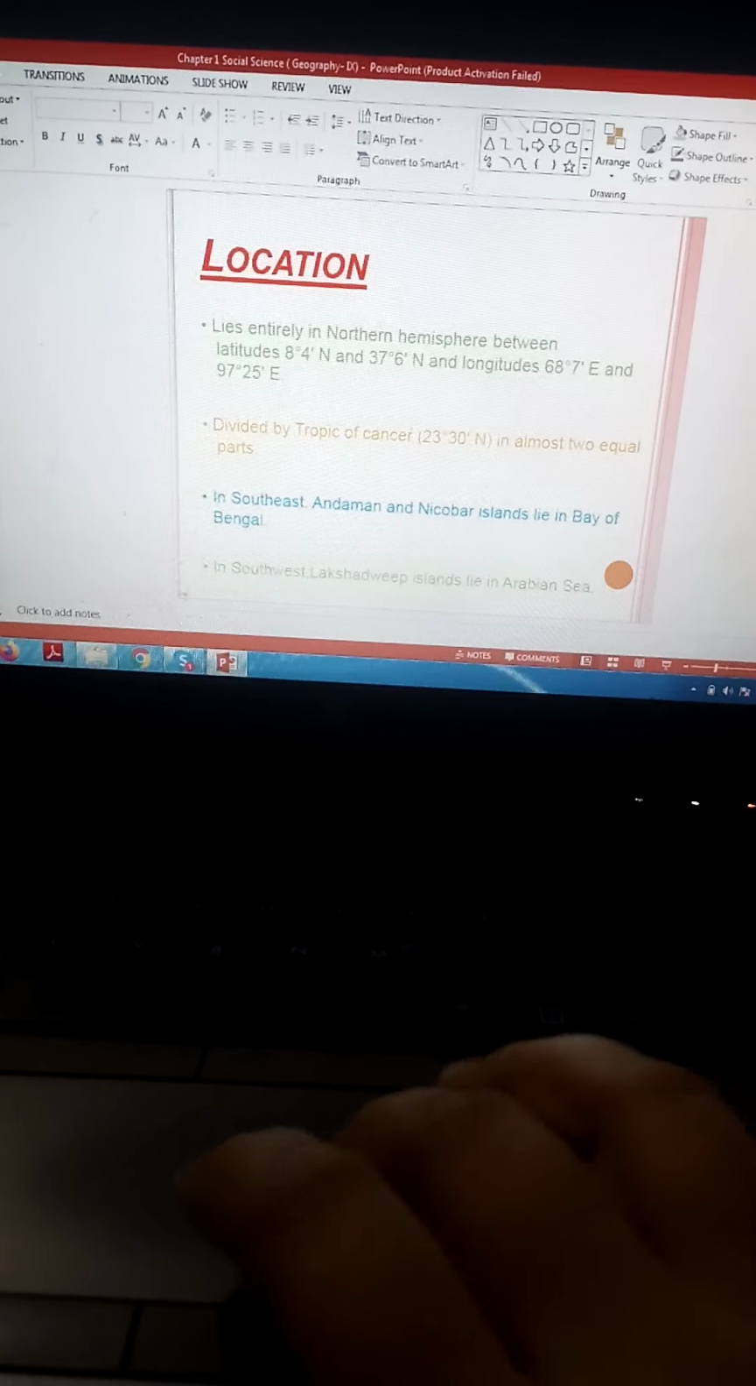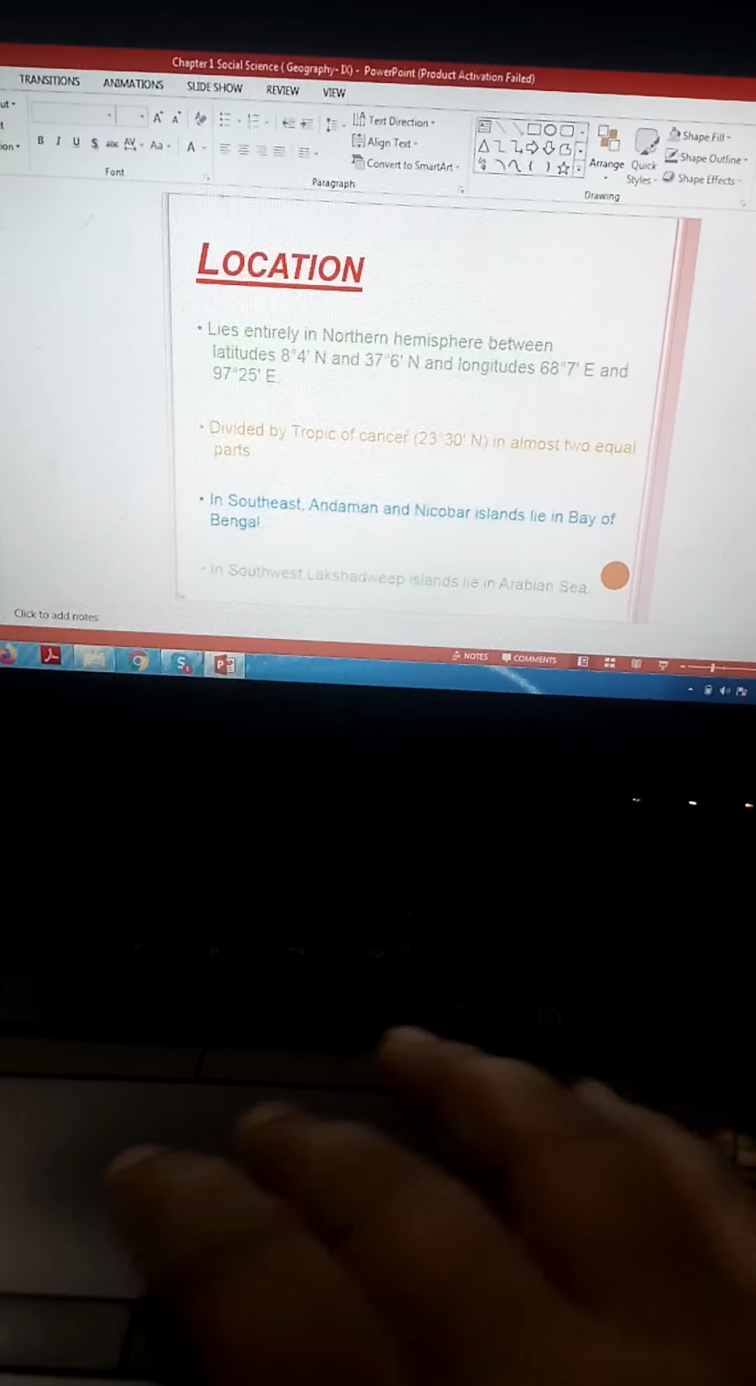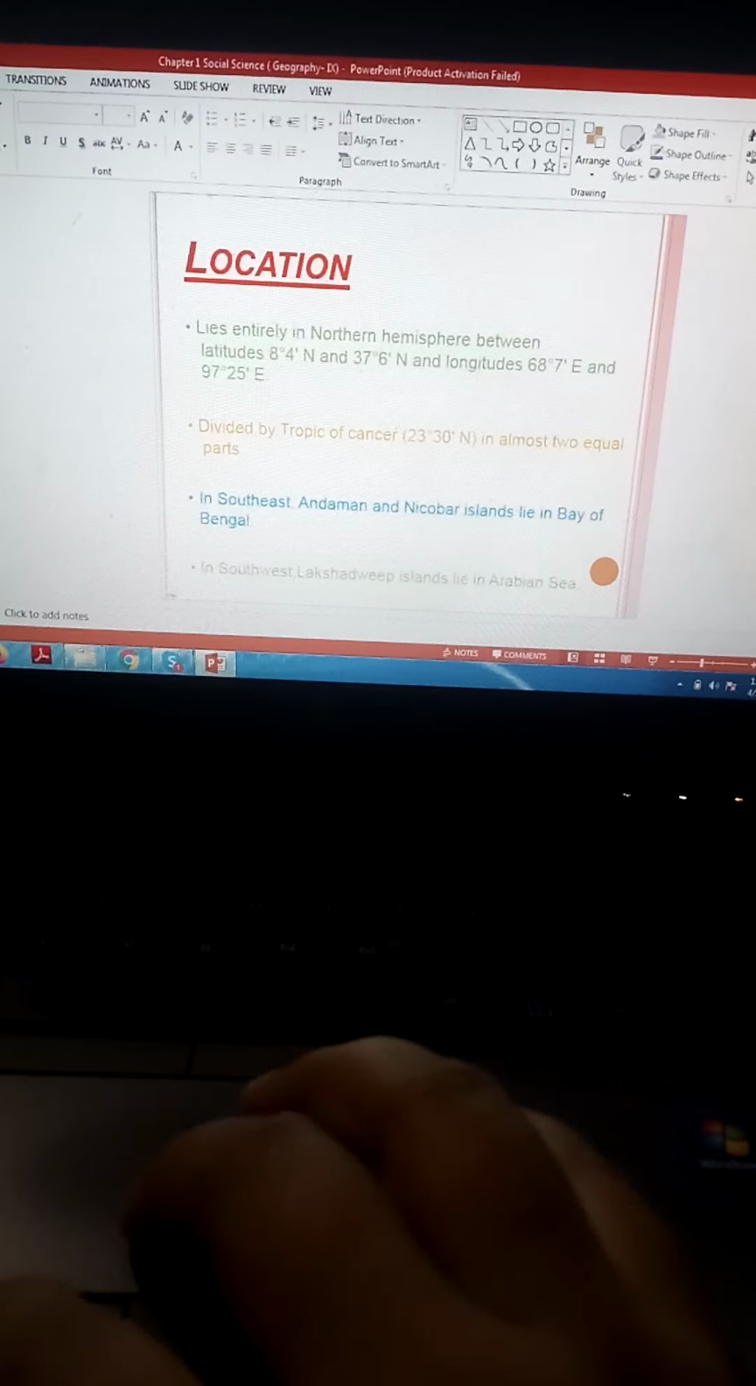In location, we can see that India lies in the Northern Hemisphere, and its latitudinal extent is 8 degrees 4 minutes north to 37 degrees 6 minutes north, and its longitudinal extent is 68 degrees 7 minutes east to 97 degrees 25 minutes east. The second point is that the Tropic of Cancer passes through India, and this line divides India into two almost equal halves.